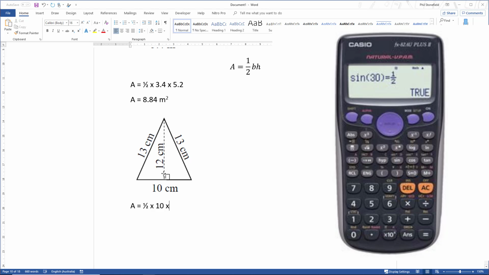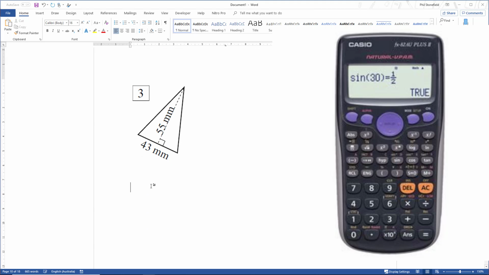Is it going to be this line that forms the right angle with the base, or is it these slanting lines? Now we know that perpendicular lines always form a right angle with the base. So we know that the value that we need, the perpendicular height, is going to be 12. So we'll times it by 12. Now that we've got that, let's put it into our calculator. Half times 10 times 12, and that's going to equal 60. And again, we need our units, so centimeters squared. That is our answer.